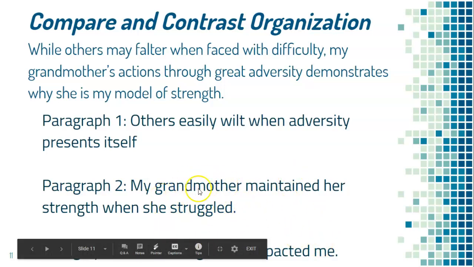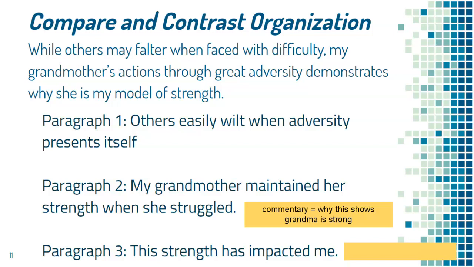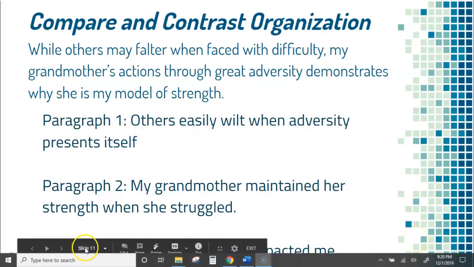Why is it important to show that my grandmother maintained her strength? The commentary here could be why this shows Grandma is strong. So my commentary would be the importance of Grandma. Rather than repeating and saying, this is what she did and that's why she's important, here I'm just talking about why that means she's strong. Other people did this, this is what my grandma did, and look, she's strong. Then I can talk about how that strength impacted me, and helped me understand strength. But again, it can be rough and it could be repetitive if you're not careful.